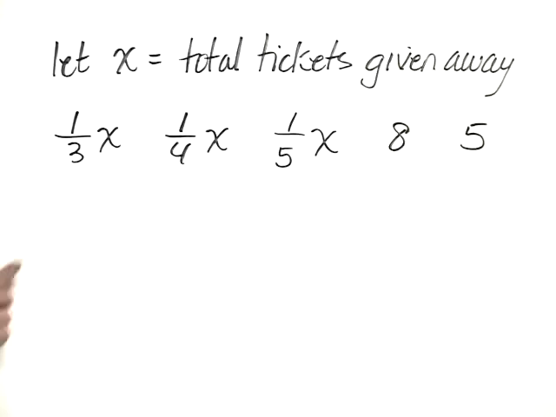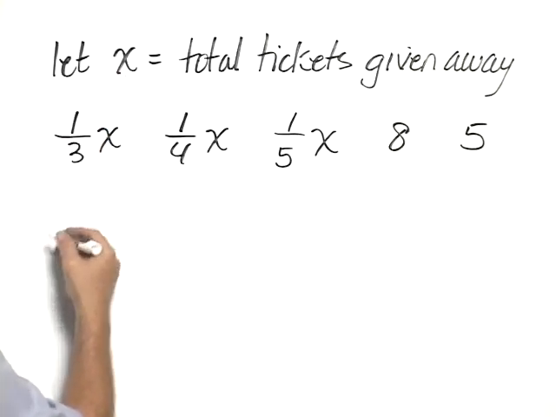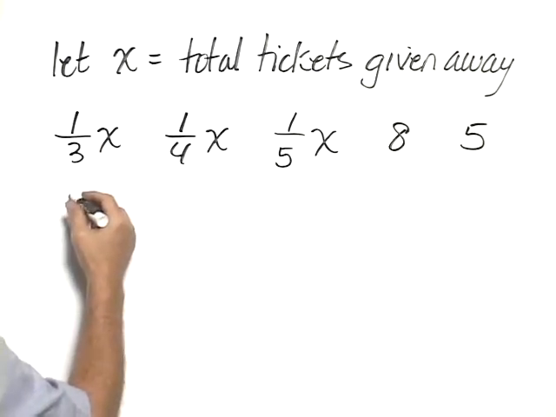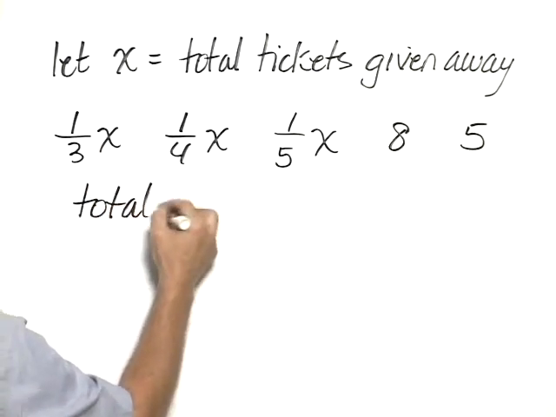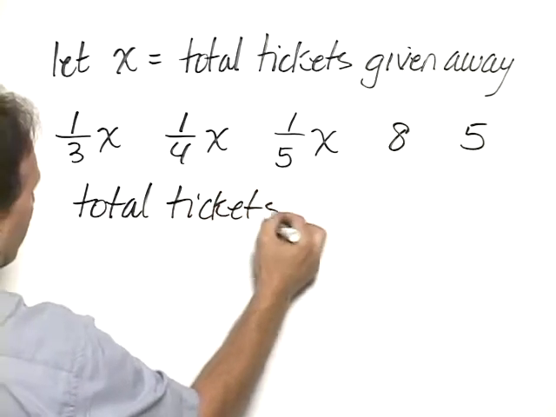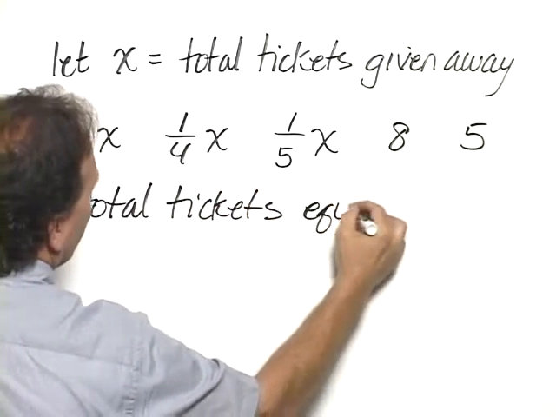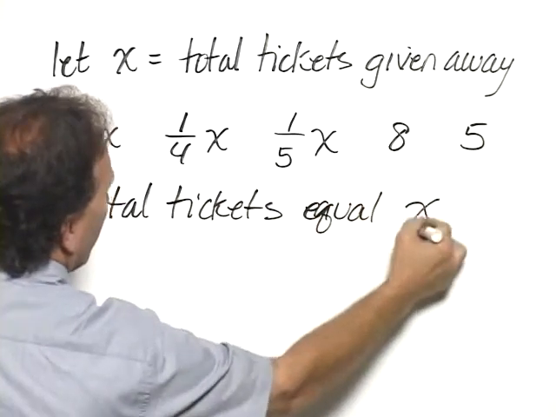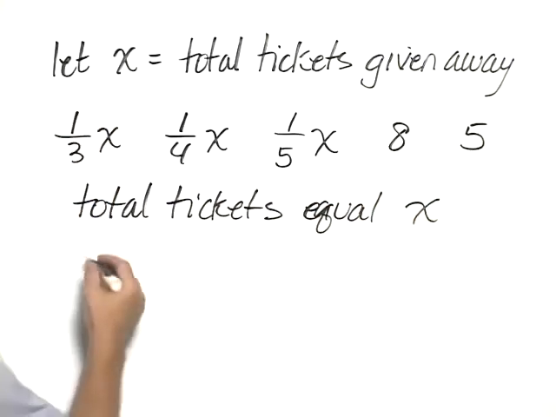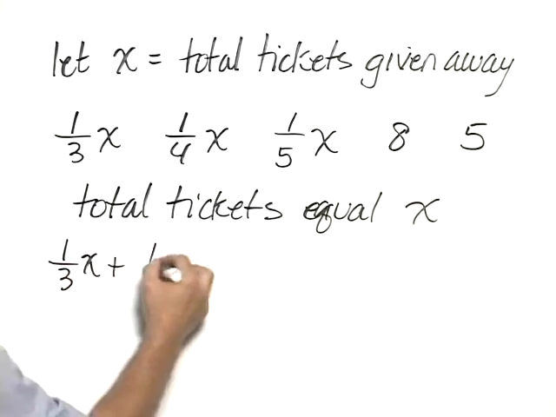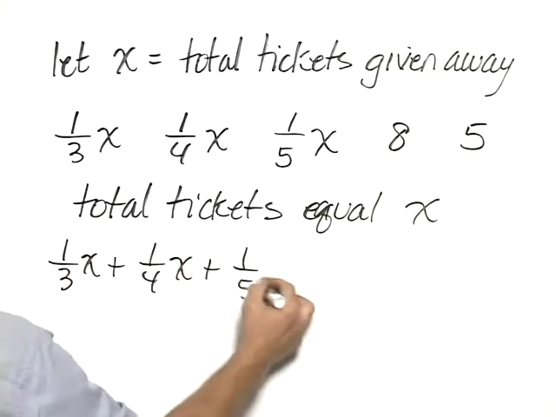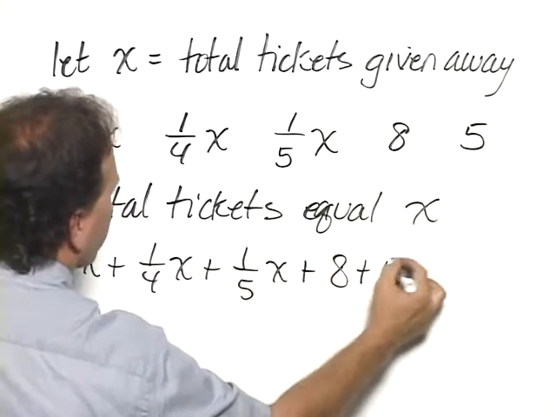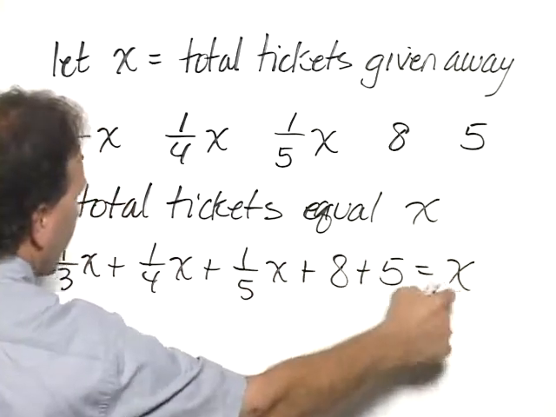Now what we know is that these numbers of tickets must add up to the total number of tickets, which is x. And so we would write an equation, which is the translate part of the process, which is that the total tickets must equal x. And so we would say 1/3 x plus 1/4 x plus 1/5 x plus 8 plus 5 equals x.